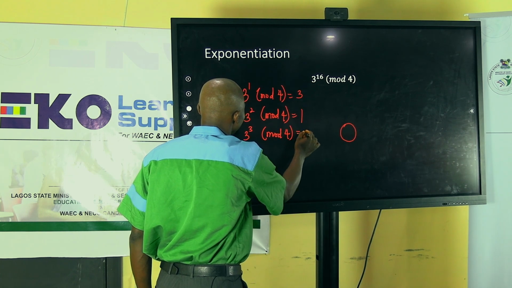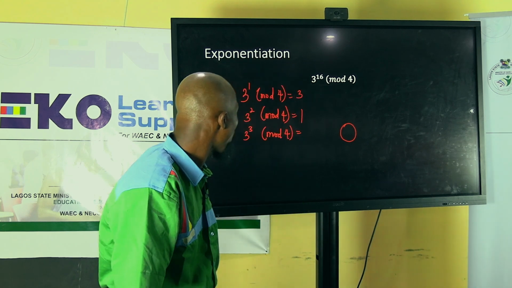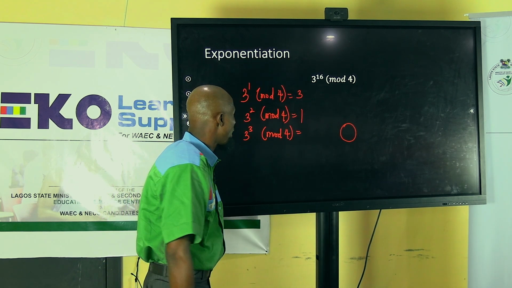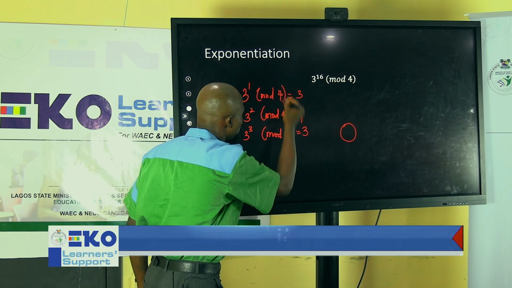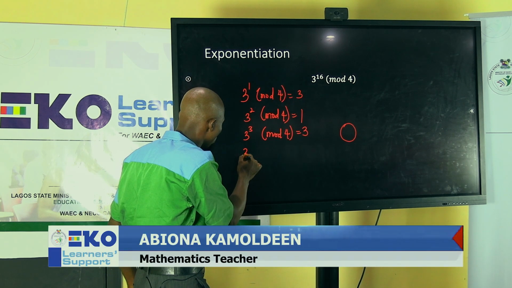3 raised to power 3 is 27. But modulo 4, what is it? That's 27 divided by 4, and that will give a remainder of 3. So you can see we are coming back to 3. Let's do the next one before we conclude.